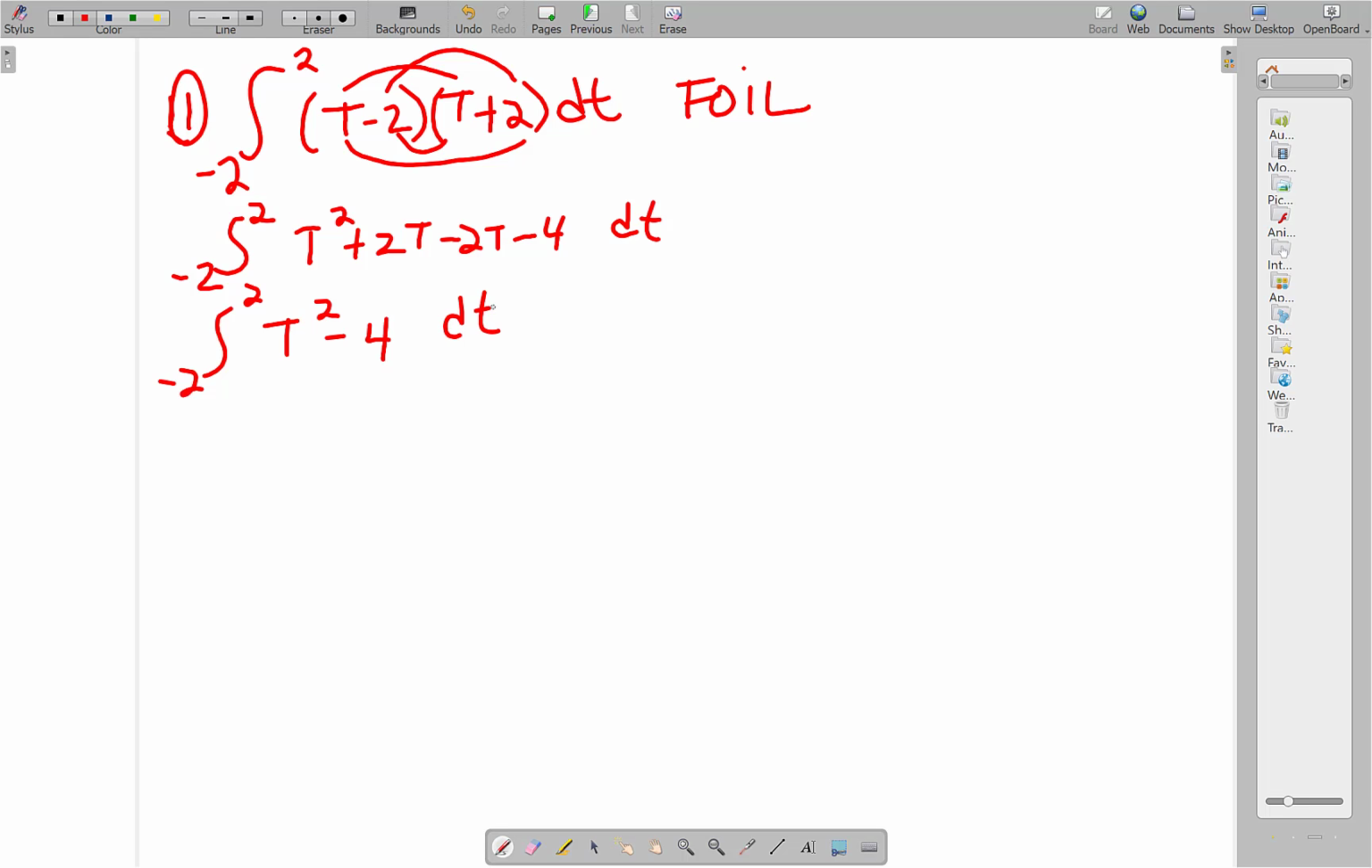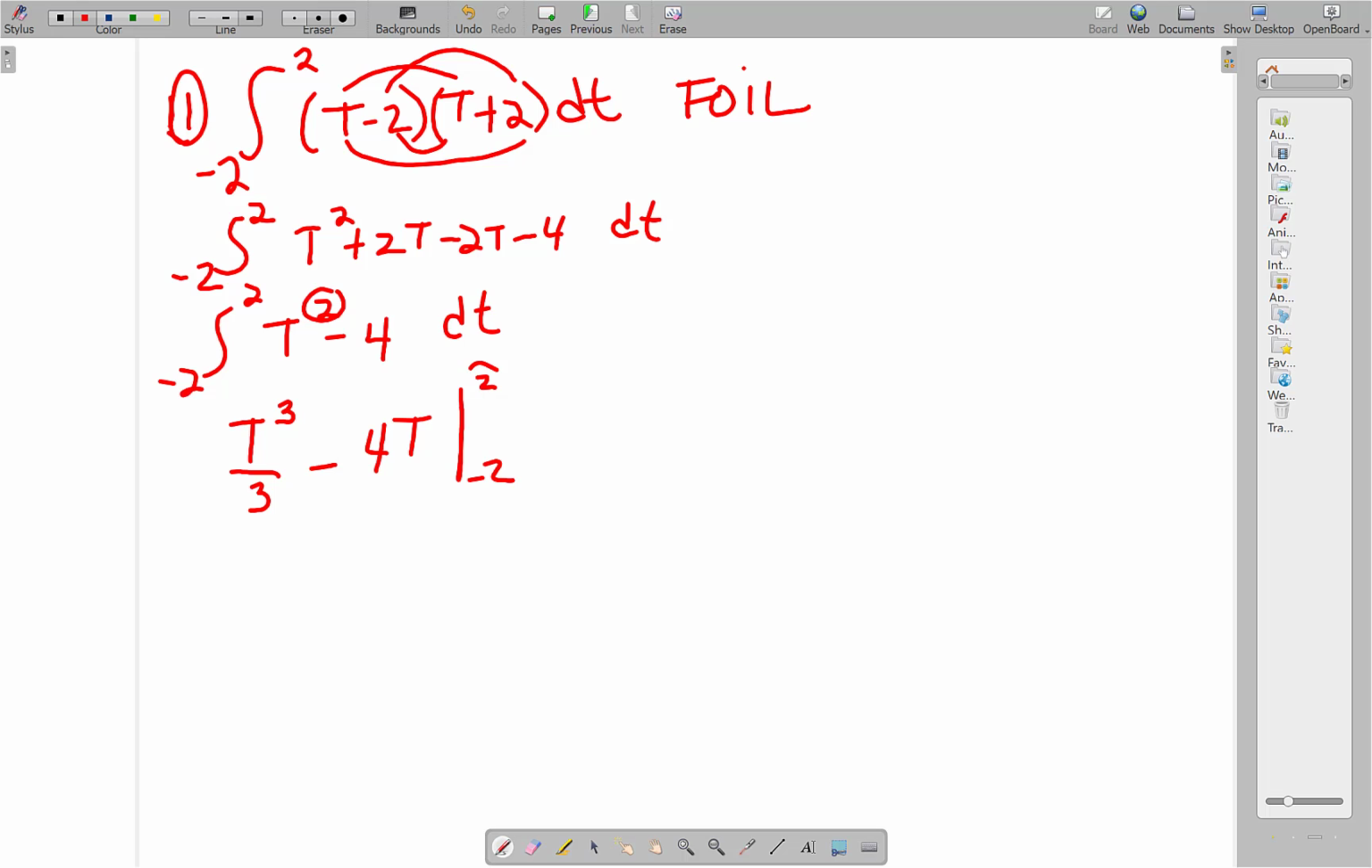Now that we've simplified that, let's do the antiderivative. So we would have, add 1 to this, so we would have t to the third divided by 3 minus this would become 4t, because remember, if you take the derivative of 4t, you get negative 4. And we are to evaluate this mess from negative 2 to 2.